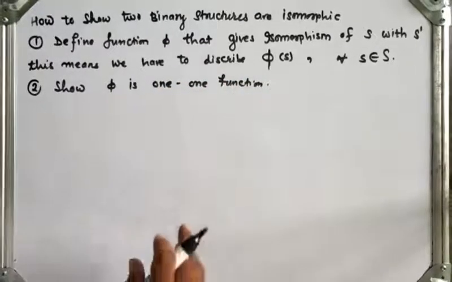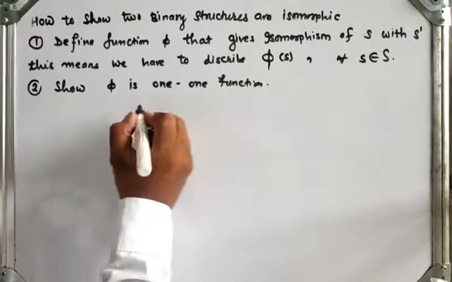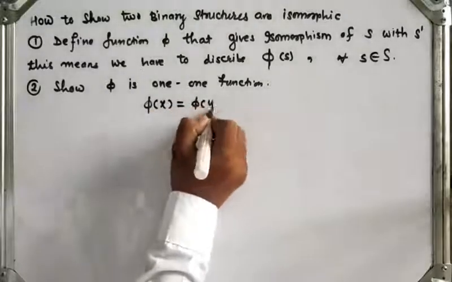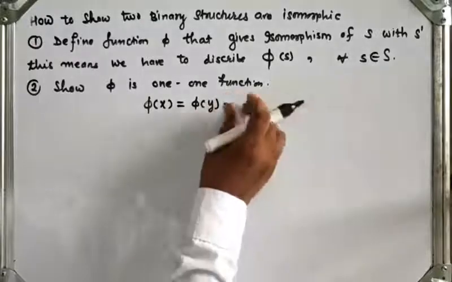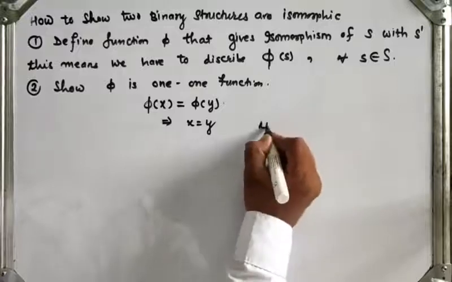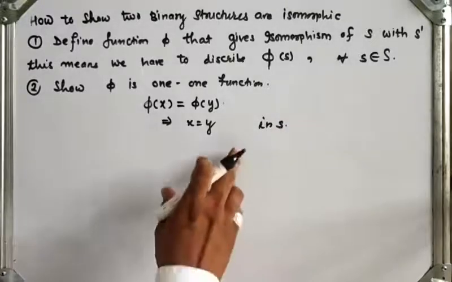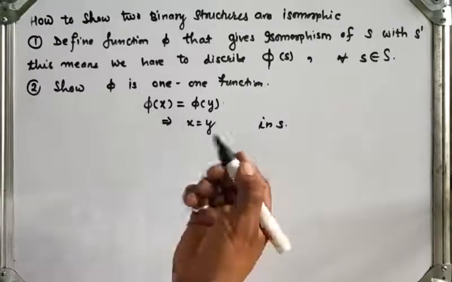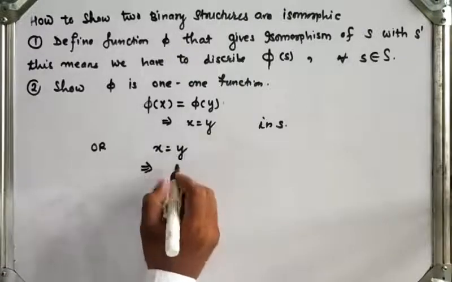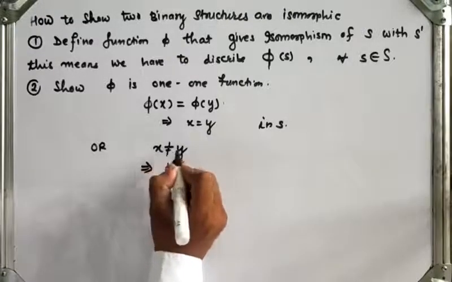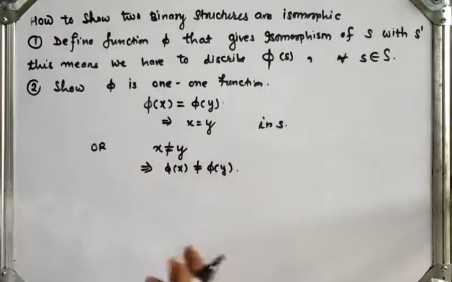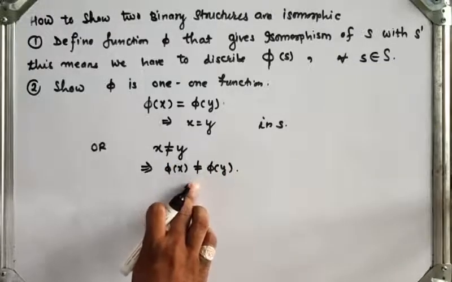We show phi is a 1-1 function in two ways. For the first way, suppose phi of x is equal to phi of y, then show that x is equal to y in S. This is the first way to show function phi is 1-1. Or another way: if x is not equal to y, then show that phi of x is not equal to phi of y. This is the second way to show phi is a 1-1 function.